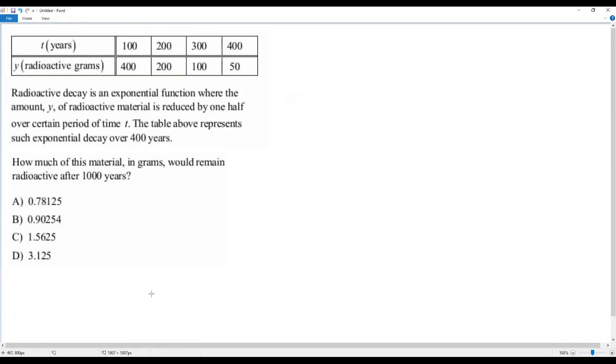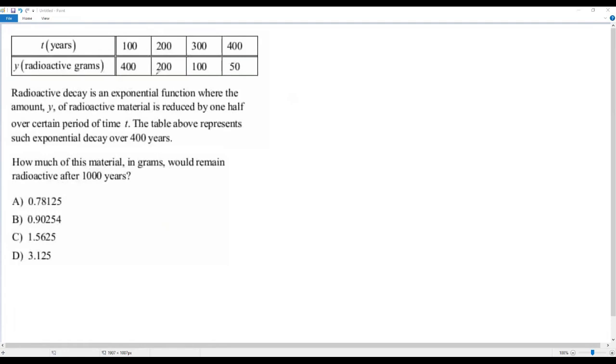Here we have a SAT math problem. Okay, let's go to the question. Radioactive decay is an exponential function where the amount y of radioactive material is reduced by 1/2 over a certain period of time t. The table above represents such exponential decay over 400 years. How much of this material in grams would remain radioactive after 1000 years?